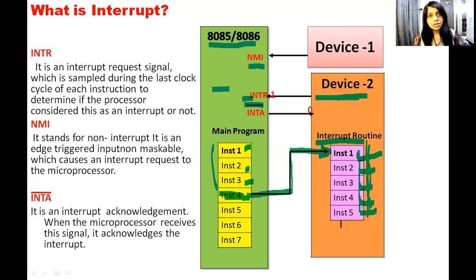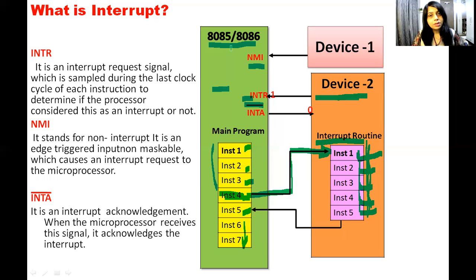After complete execution of this program, the microprocessor will go back to its original program, its own program, and start executing instructions 5, 6 and 7 and so on in sequence and finish its main program. Whatever request this device sent to the microprocessor on the INTR pin is known as an interrupt request. Why is it an interrupt request? Because it is interrupting the microprocessor during execution of its own program. It is a disturbance, and hence it is an interrupt request.